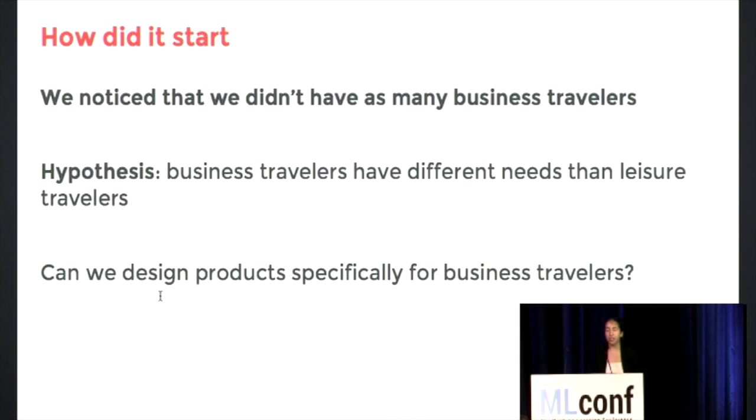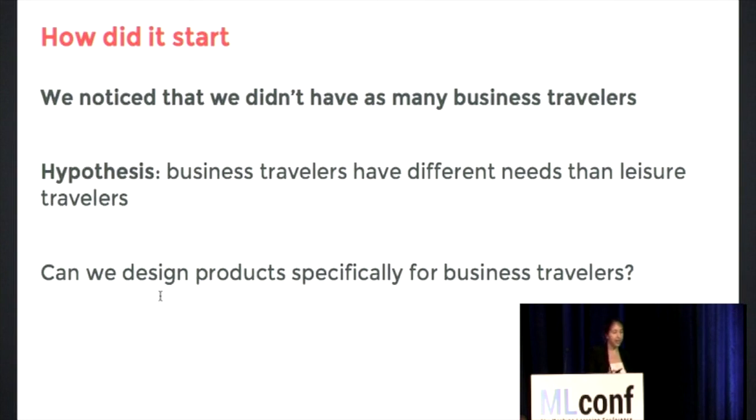So how did it start? First of all, Airbnb is different than a hotel. Every unit is different. You don't necessarily have a front desk where you check in. And so we realized that actually many of our users were leisure travelers, and we didn't have as many business travelers. And so we thought about how do we test this hypothesis that business travelers have different needs than leisure travelers and build the right products for them.